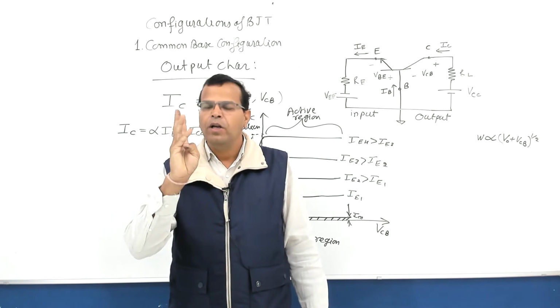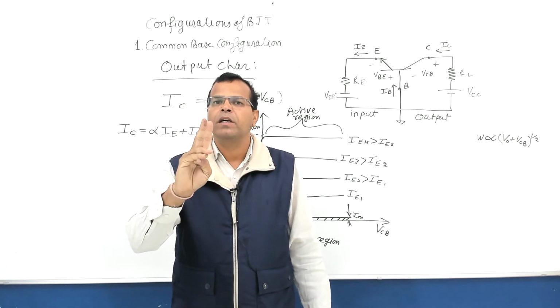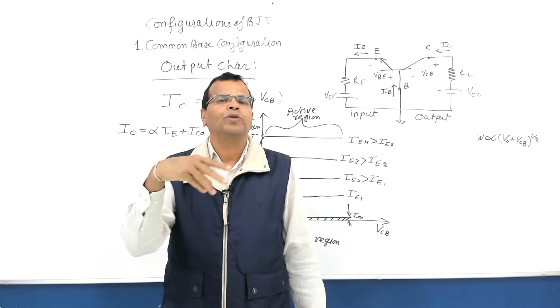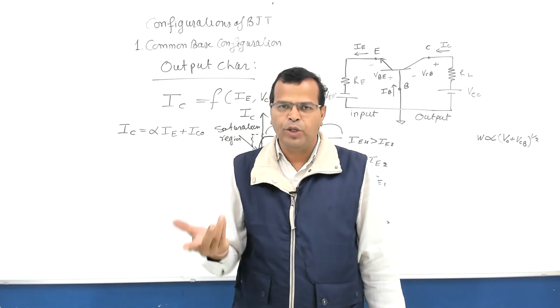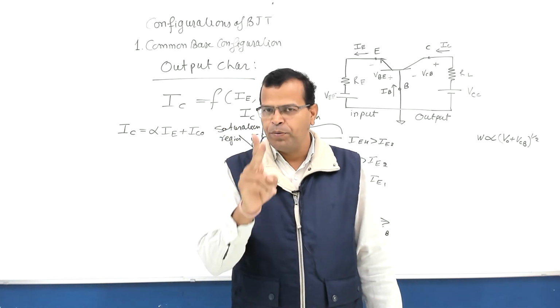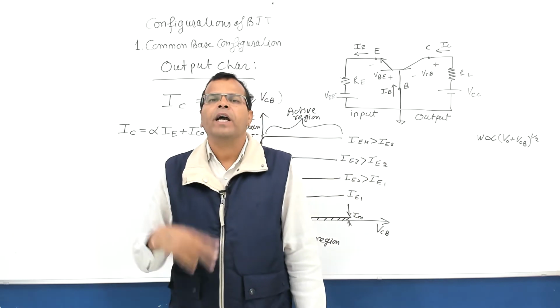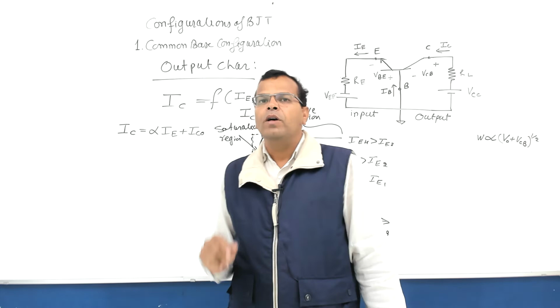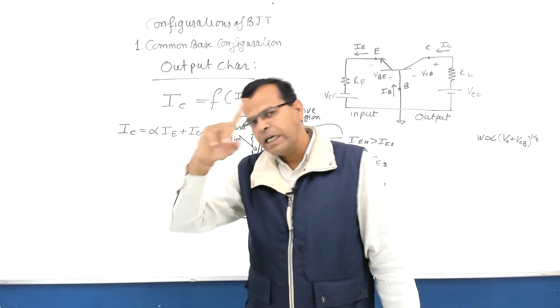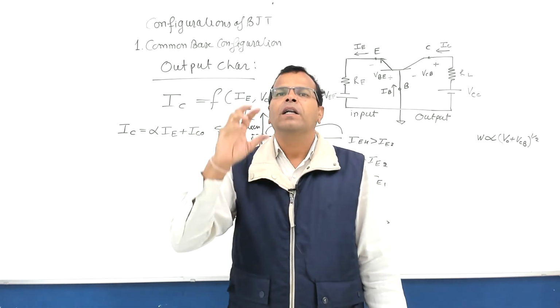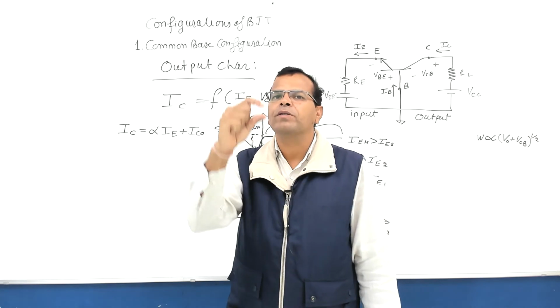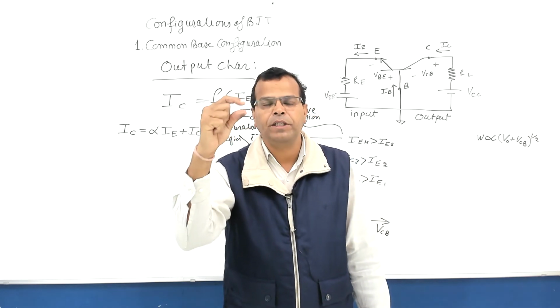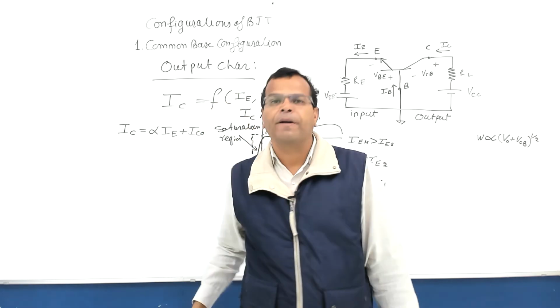In cutoff region, both junctions are reverse biased. Input current is 0, output current is negligible, almost 0. BJT behaves like an open switch. Number 2. In active region, output current is directly proportional to input current. Emitter junction is forward biased. Collector junction is reverse biased. In that region, it behaves like an amplifier. BJT behaves like a current amplifier.